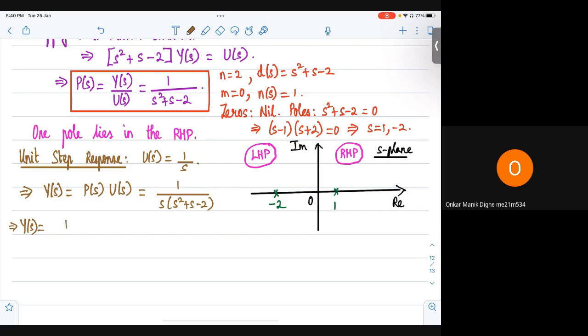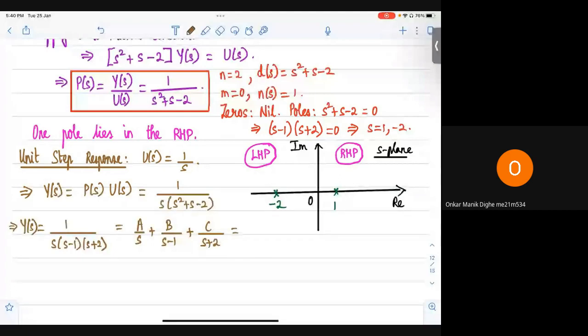So I will get y of s equal to 1 divided by s minus 1 times s plus 2. That's how I split the second order term in the denominator. Once again, we have three factors, so I will have three terms in the partial fraction expansion: a by s plus b by s minus 1 plus c by s plus 2. These will be the three terms, and I leave this to you as an exercise.